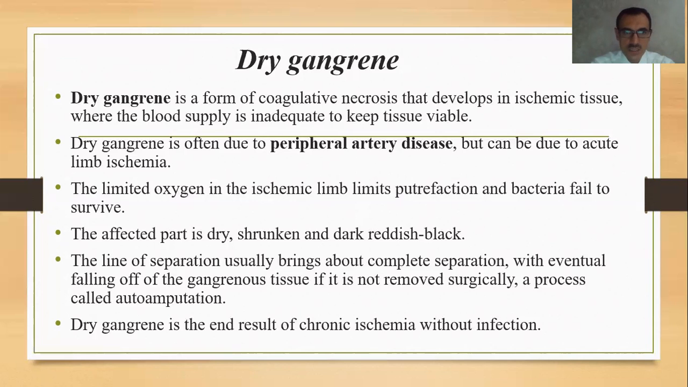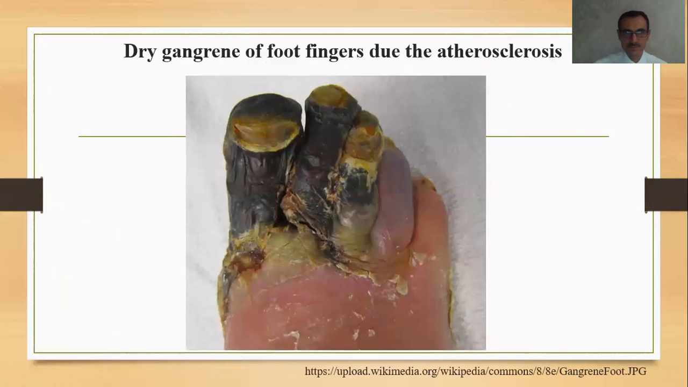The limited oxygen in the ischemic limb means putrefaction and bacteria fail to survive. The affected part is dry, shrunken, and dark reddish black. The line of separation usually brings about complete separation with eventual falling of the gangrenous tissue. If it is not removed surgically, it is a process called autoamputation. The dry gangrene is the end result of chronic ischemia without infection. This is the figure of the dry gangrene of foot fingers due to arteriosclerosis.